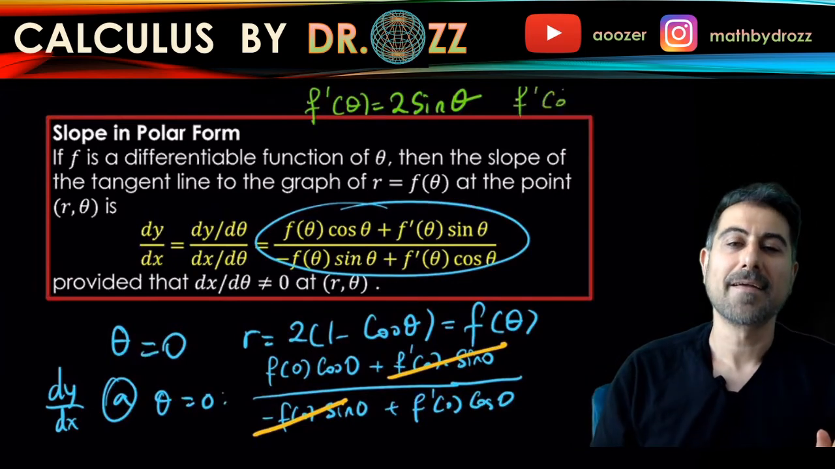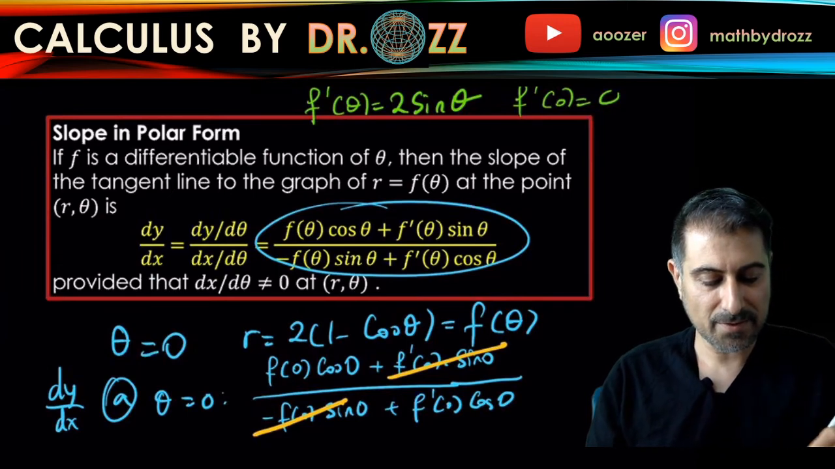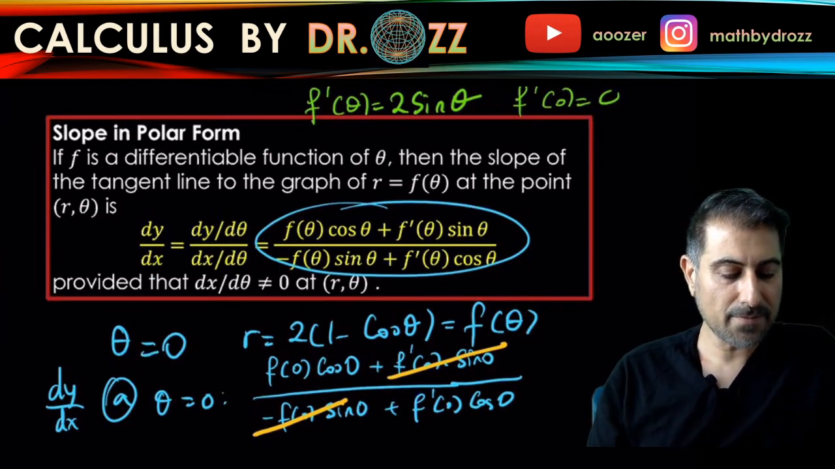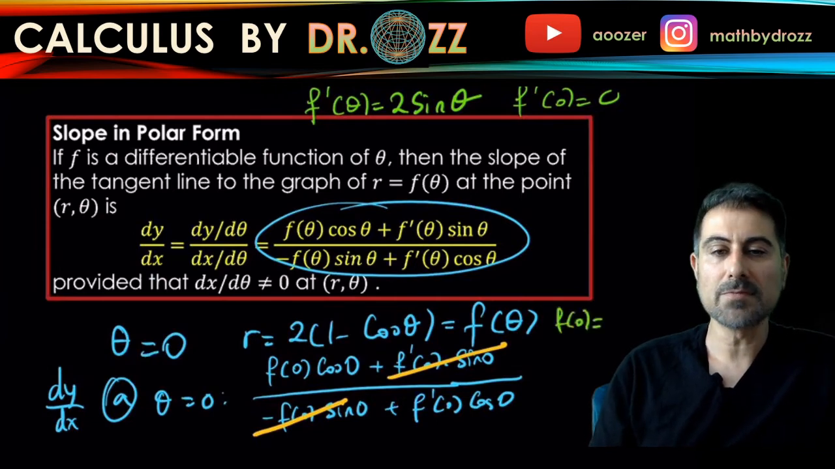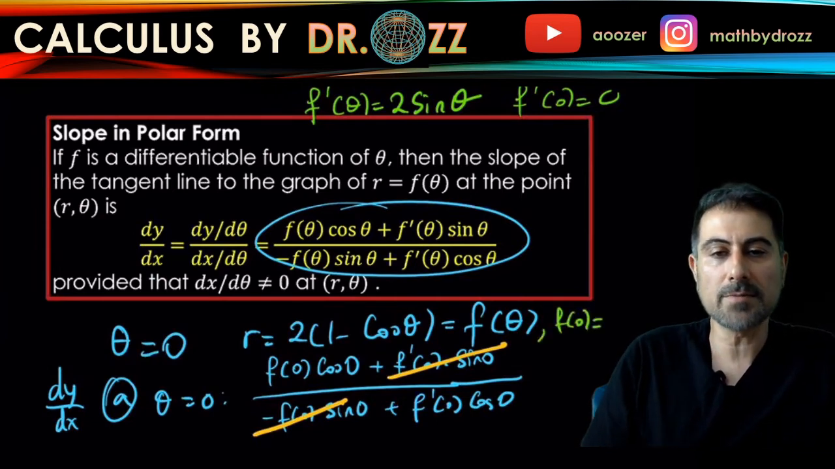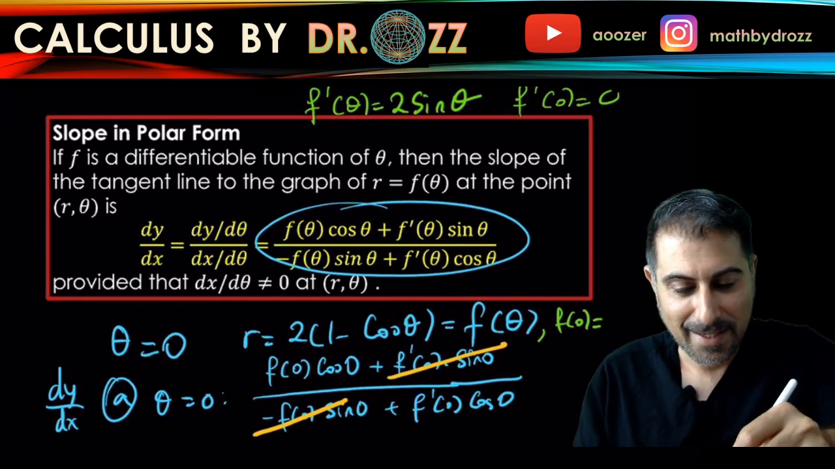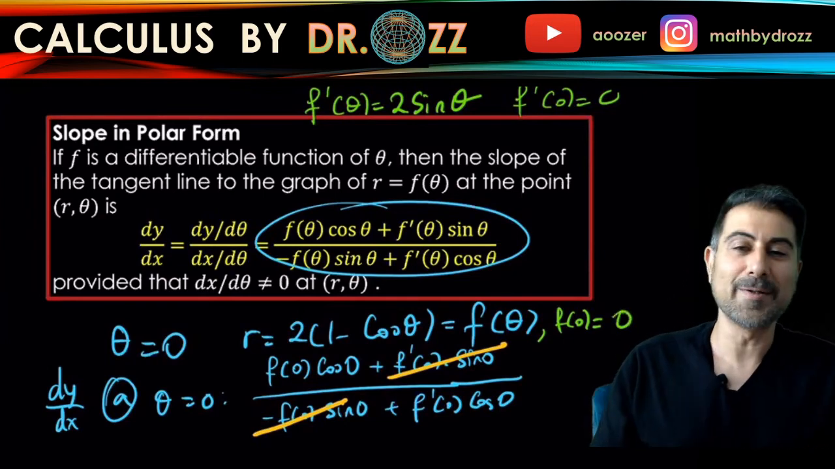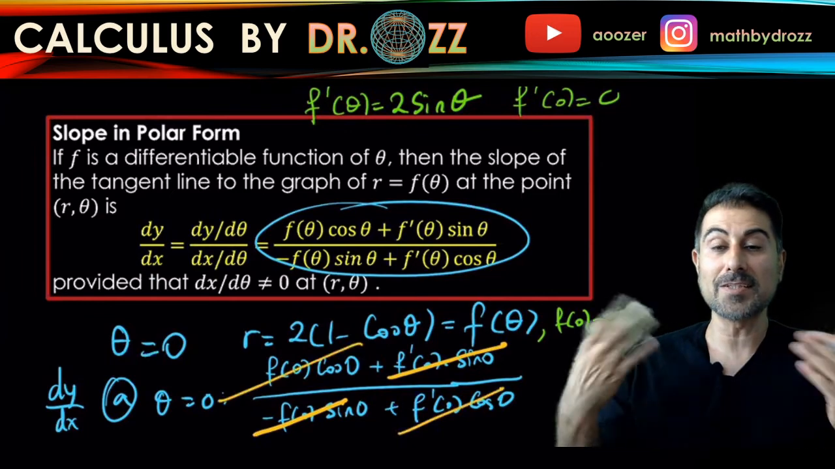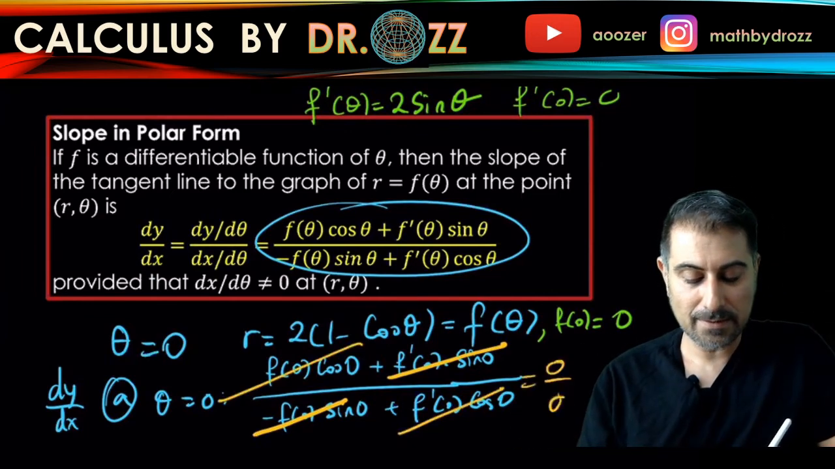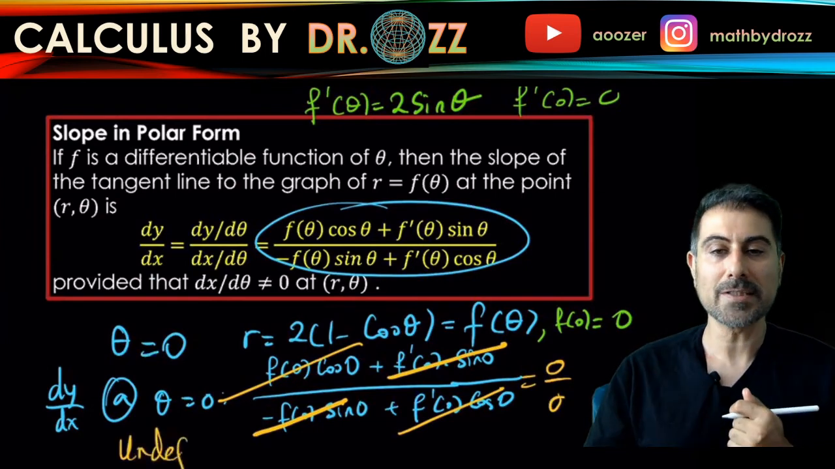And so is f of 0, right? Because f of 0 is 2 times 1 minus cosine 0, which is 2 times 1 minus 1, and that's also 0. So interestingly, all of these are 0. You're running into 0 over 0, which makes the slope undefined. This is a very interesting case.